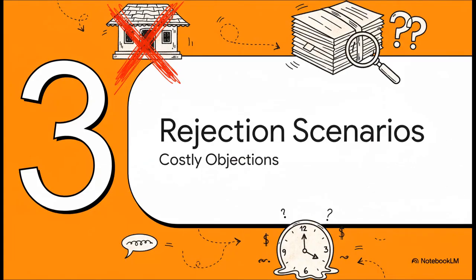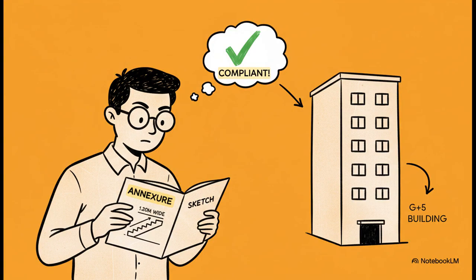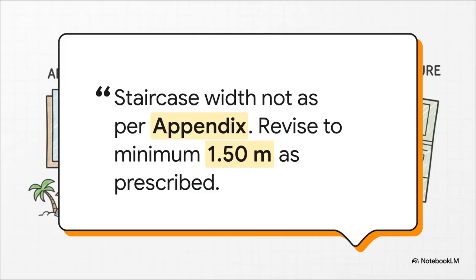Okay, so theory is one thing, but let's see how this actually plays out in the real world, shall we? We're going to walk through some classic TCP objections that, believe me, happen every single day because of this exact confusion. Okay, here's a super common one. An architect is designing, let's say, a G+5 residential building. They're flipping through the regulations and see a helpful little sketch in an annexure showing a 1.20 meter wide staircase. Looks good, right? So they follow it, thinking they're totally compliant. But then they get this exact objection.